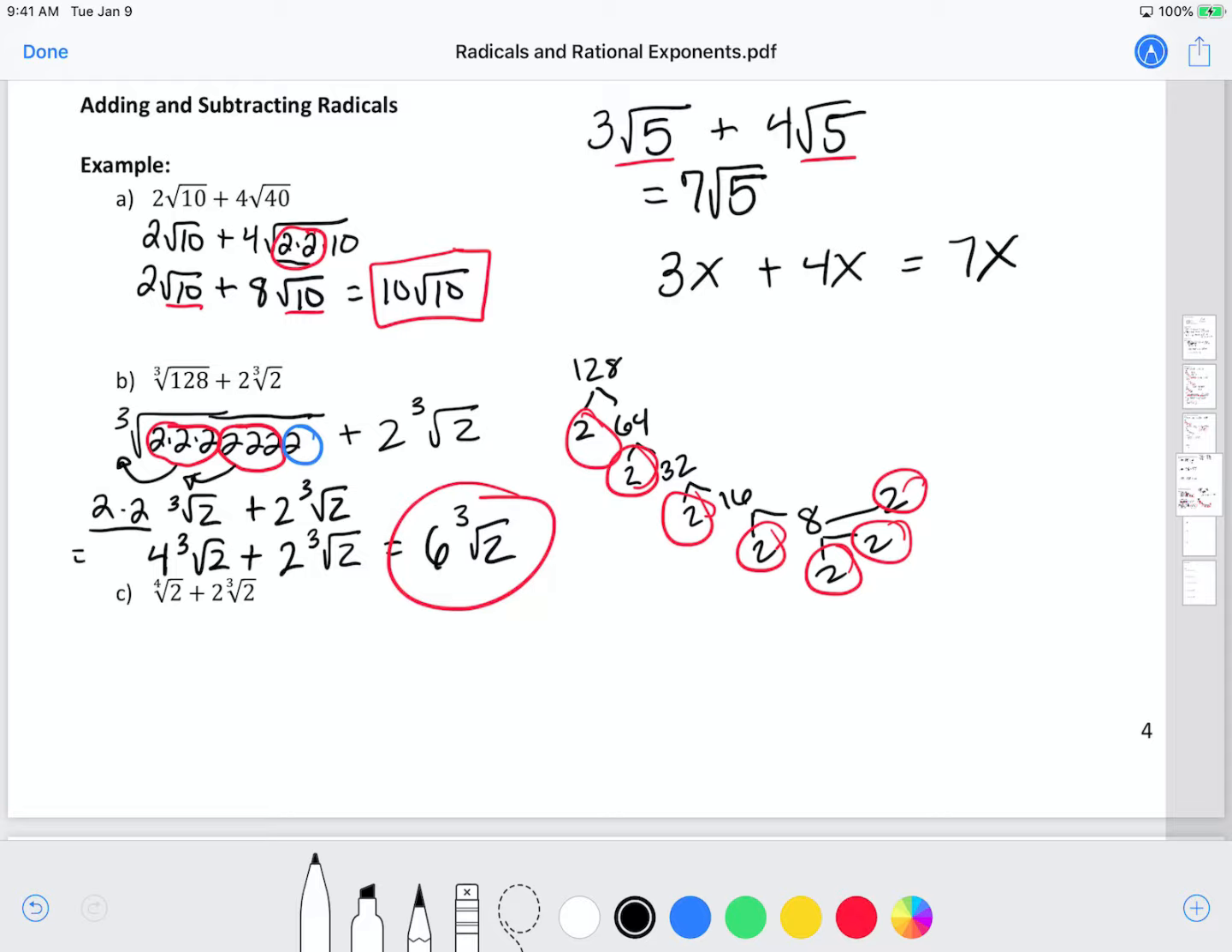In part C, notice that this is the fourth root of 2, and this is the cubed root of 2. So I can't add these together. This is as simplified as it gets. So I'm going to write down can't simplify any further.